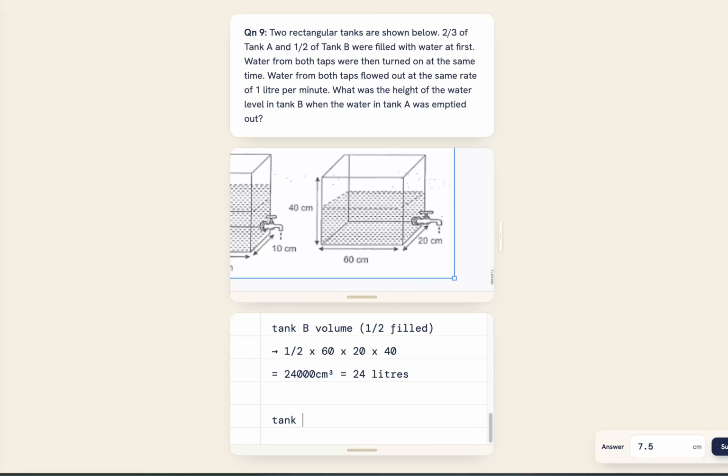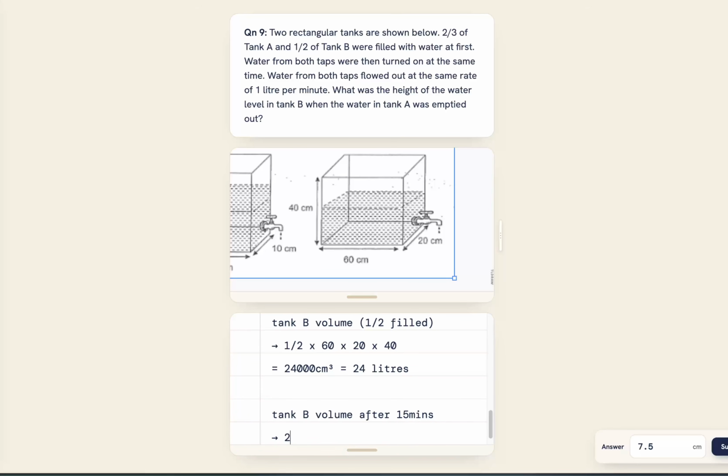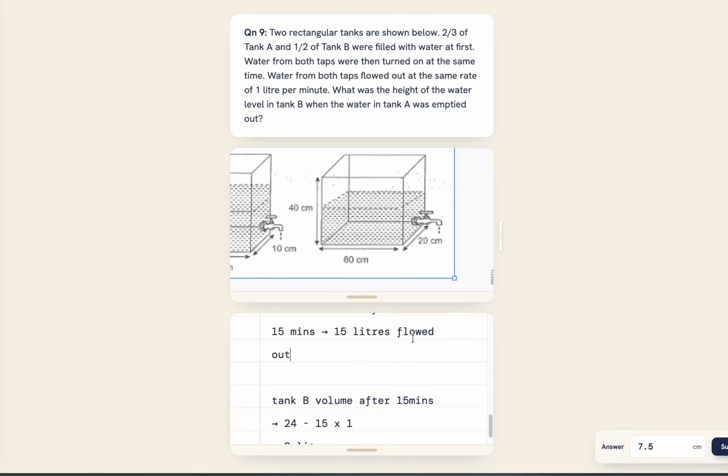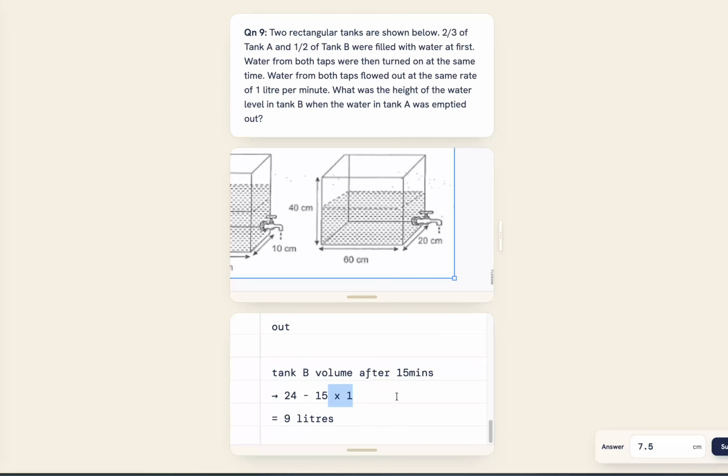So tank B volume after 15 minutes will be equal to 24 minus 15 times 1, basically 9 liters. If 1 minute is equal to 1 liter flowing out, then 15 minutes is equal to 15 liters flowing out. Okay, sorry, 24 minus 15, double confirm, yes, it's 9 liters.